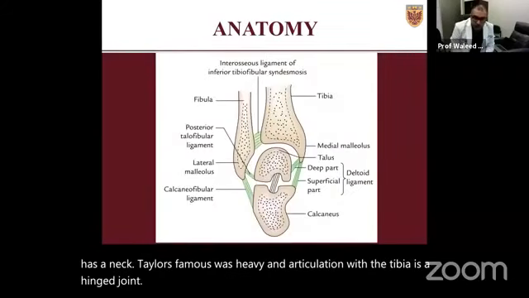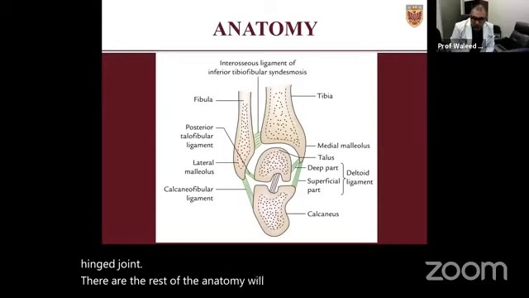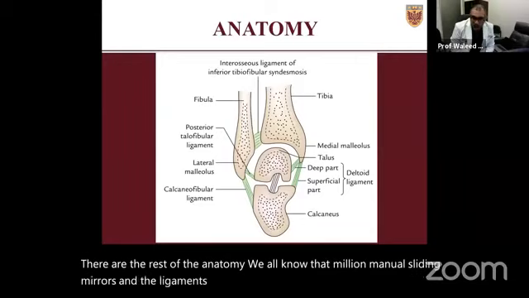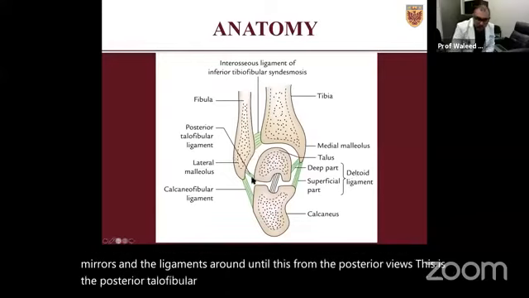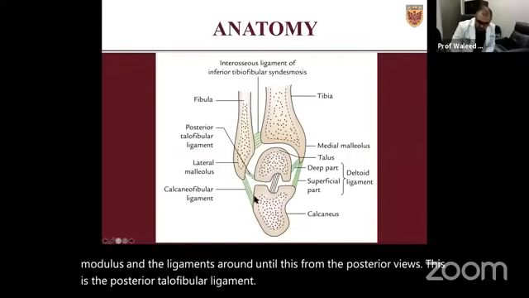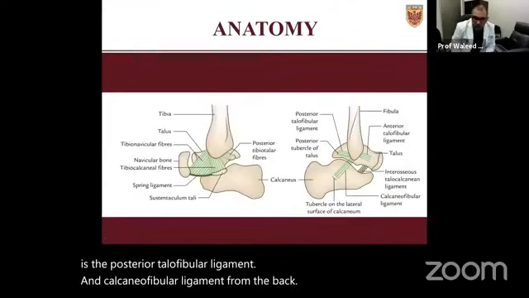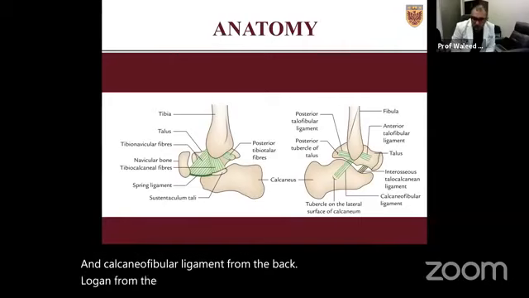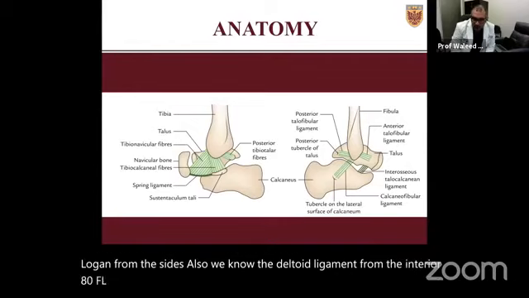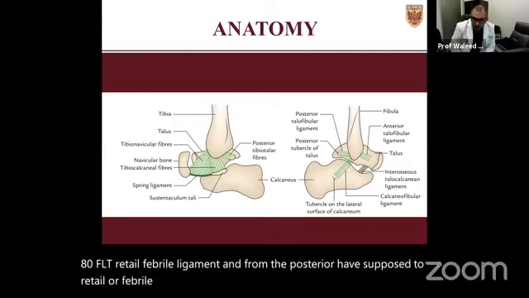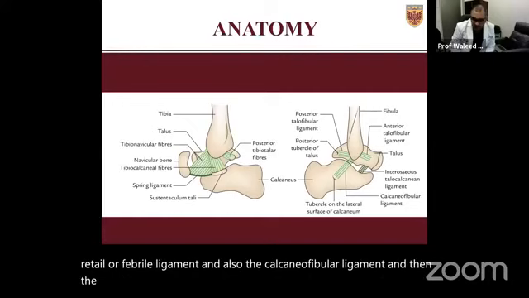There is the rest of the anatomy. We all know the medial malleolus, lateral malleolus, and the ligaments around the anterior. This is from the posterior view: the posterior talofibular ligament and the calcaneofibular ligament, from the back. Looking from the sides, we also know the deltoid ligament, the anterior talofibular ligament, ATFL, and from the posterior we have the posterior talofibular ligament, the calcaneofibular ligament, and the interosseous talocalcaneal ligament as well.